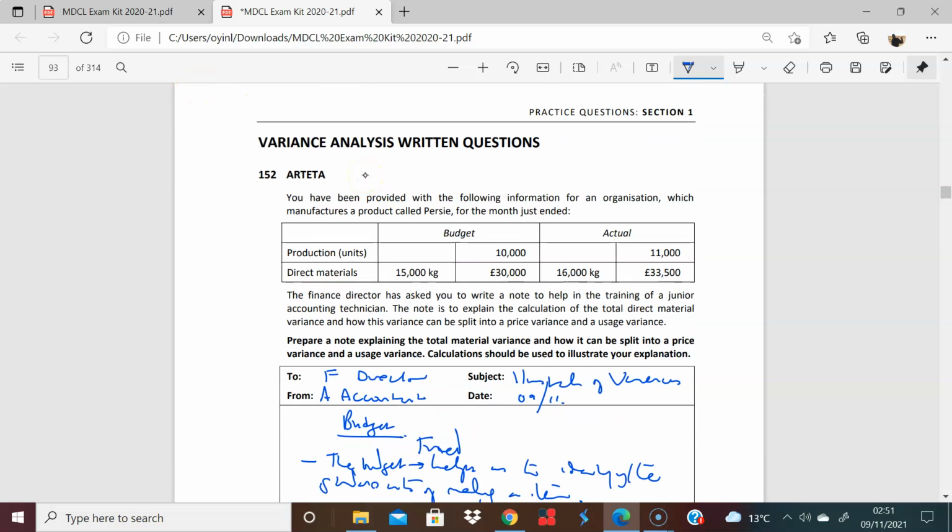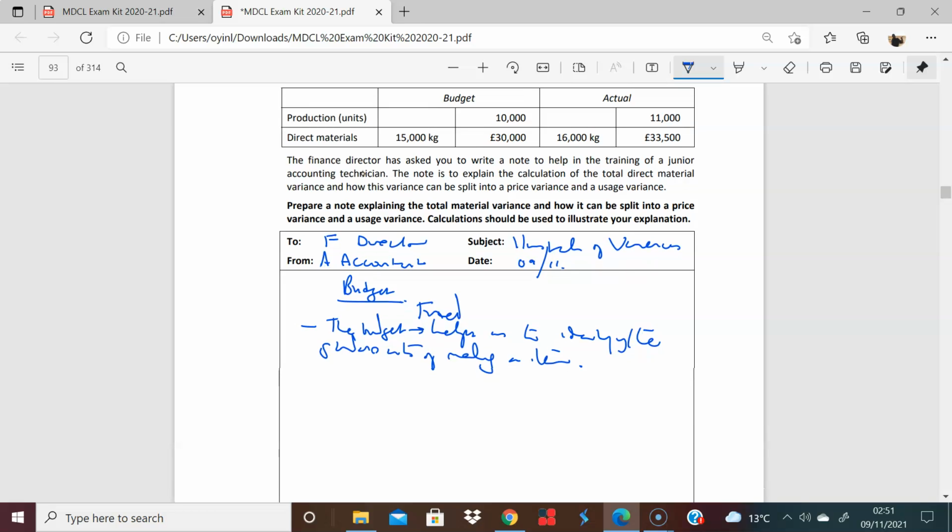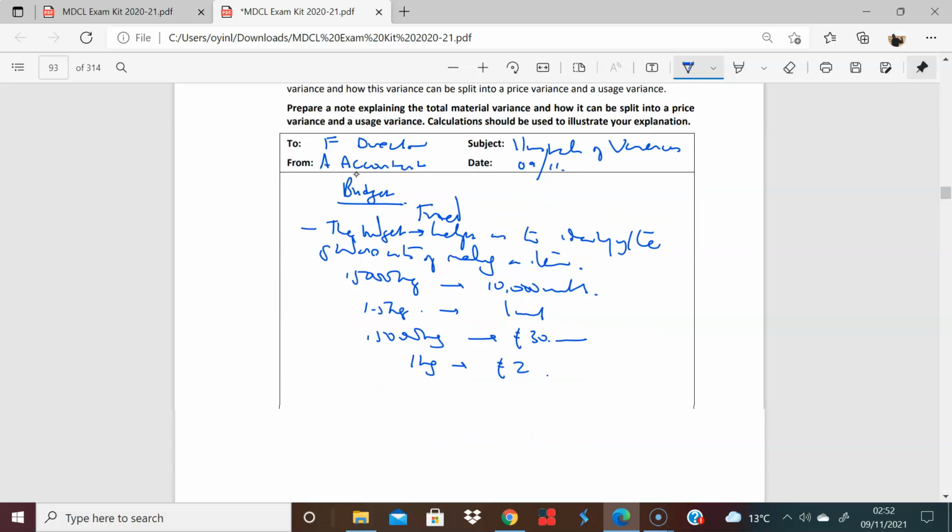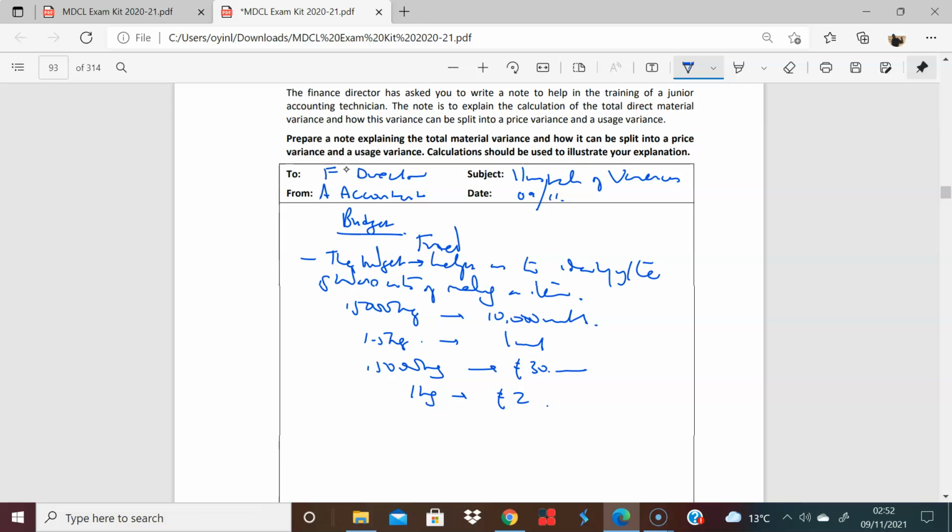So you need 15,000 kilograms to make 10,000 units, and therefore for making 1 unit you will need 1.5 kilograms. That's the first thing. And you will spend £30,000 on 15,000 kilograms, and therefore 1 kilogram is going to cost £2. I'm running out of space already, but we're looking for full marks here. So this is the first point.